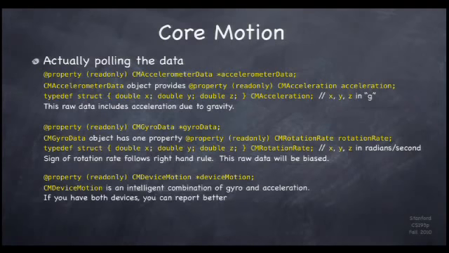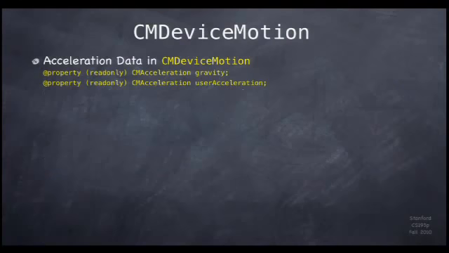This is positive, right? And this is the positive direction is what that means. So device motion is an intelligent combination of the two. All right, so device motion is not just a struct that has all that information in it. It's an intelligent combination. So what do I mean about that?